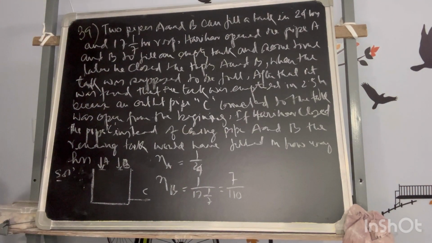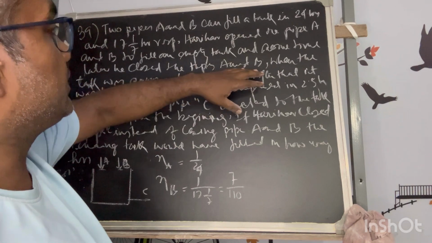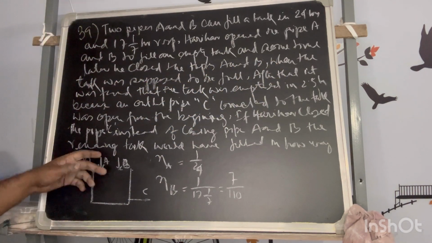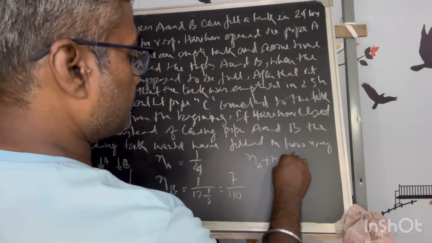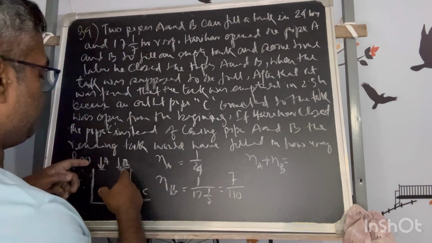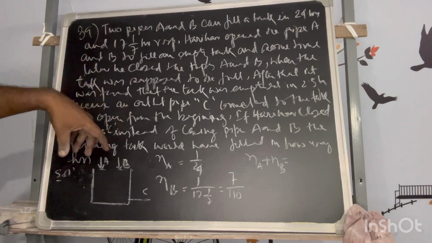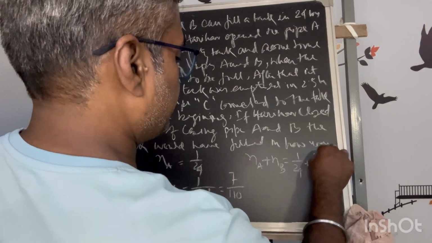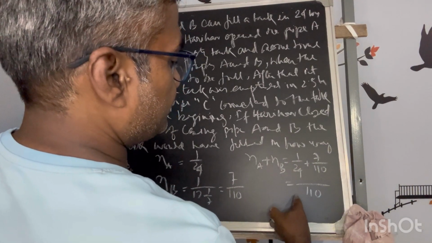So this is the efficiency, and some time later he closed the taps A and B when the tank was supposed to be full. So that means, by assuming they are filling the tank together, he estimated the time when the tank will fill. At that time he closed both the taps. So together, how much are they doing? 7 upon 110.